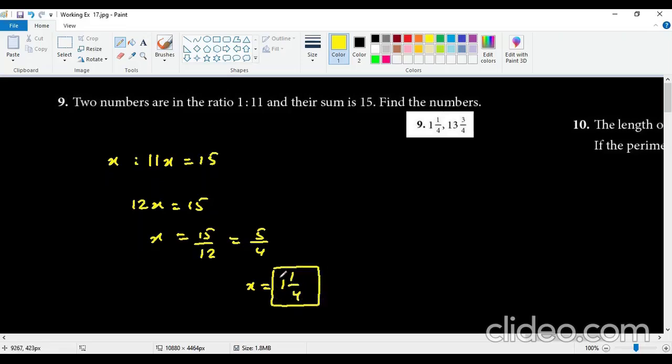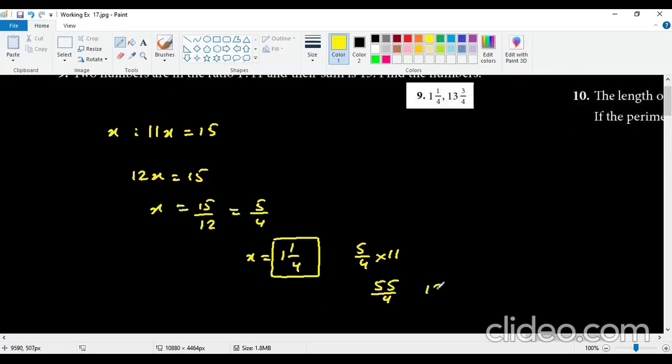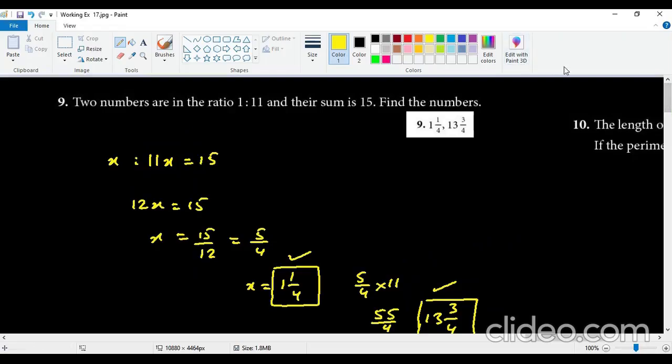And the second number is 11 times larger than this. That means 5 over 4 is multiplied by 11. So it's going to give us 55 over 4. And then 55 when divided by 4 is going to give us 13 whole. And 13 times 4 is going to give us 52. And that means 3 is the remainder. So these two are going to be the answer. This is the first number and this is the second number. When these two numbers are in the ratio, the sum is 15 when you add them together.